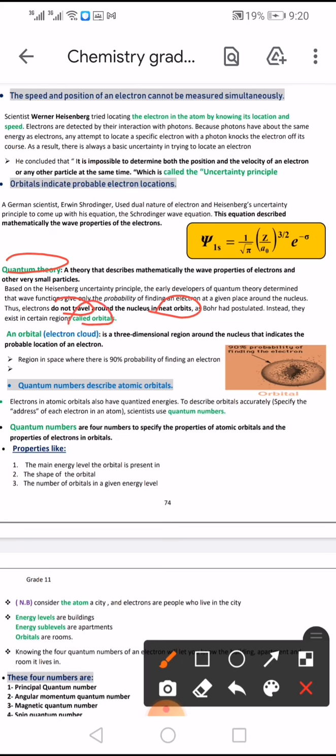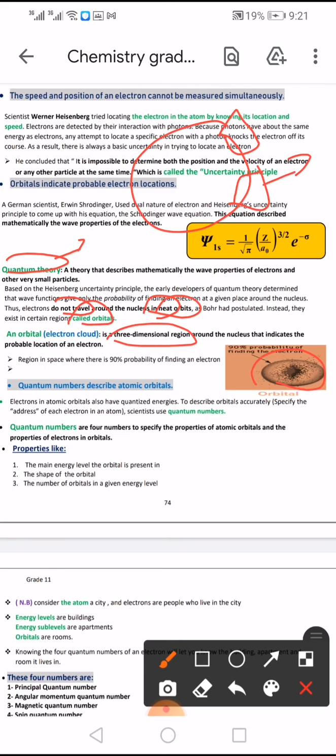So quantum theory indicates what? It is a theory that describes the wave properties of electrons. By this theory, Heisenberg discovered that electrons do not travel around the nucleus in a fixed orbit like this, but are present in a region around the nucleus called orbitals, like this. So what's meant by an orbital or electron cloud is a three-dimensional region around the nucleus that indicates the probable location of an electron like this. This is an orbital.